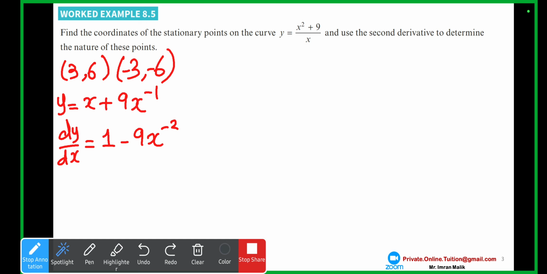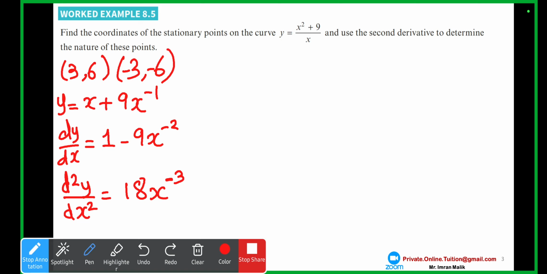Right, these were the stationary points which we just found, and this is the equation for y, and this is the equation for dy over dx. Now I'm going to find out the second derivative. So let's differentiate the equation again. So we have a second derivative as follows. Differentiating 1, it's going to be 0, and differentiating negative 9 x to the negative 2 is going to be simply 18 x to the power negative 3.